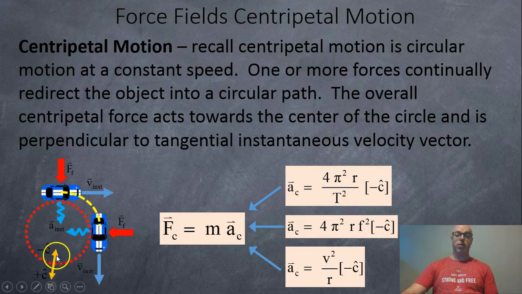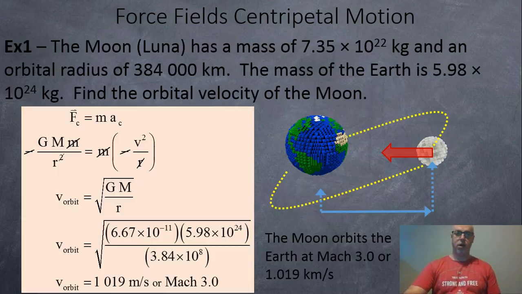So usually most people say towards the center is the negative c hat direction, and outwards is the positive c hat direction. So we have Newton's second law here, F equals ma, but for centripetal motion. And there are three formulas you can use for centripetal acceleration: v squared over r, 4 pi squared r f squared, and 4 pi squared r over T squared. So we're going to look at how different force fields are used in centripetal motion.